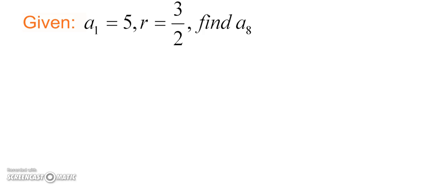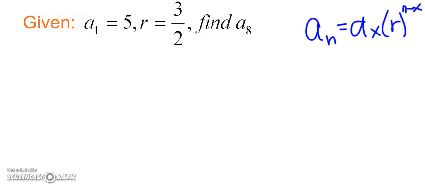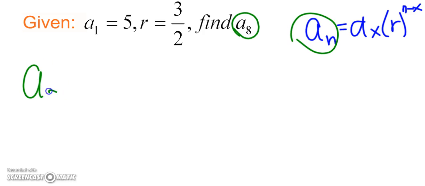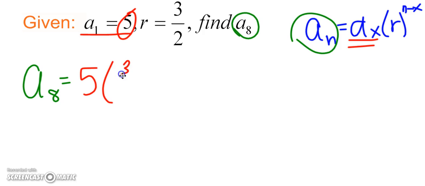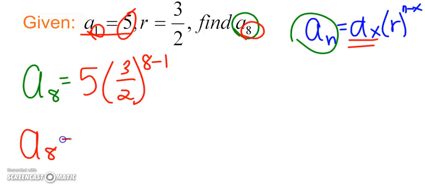So, given a sub 1 equals 5 and r equals 3/2, find a sub 8. Okay, well, using our formula, we know that a sub n is going to be equal to a sub x, r to the n minus x. Let's start plugging in information. So we are looking for a sub 8. It's going to be equal to, we have an a sub x, that's going to be 5. We have our ratio, which is 3/2. We have our n value, which is 8. And we have our x value, which is 1. Take out your calculators. You're going to need them for the rest of this video.